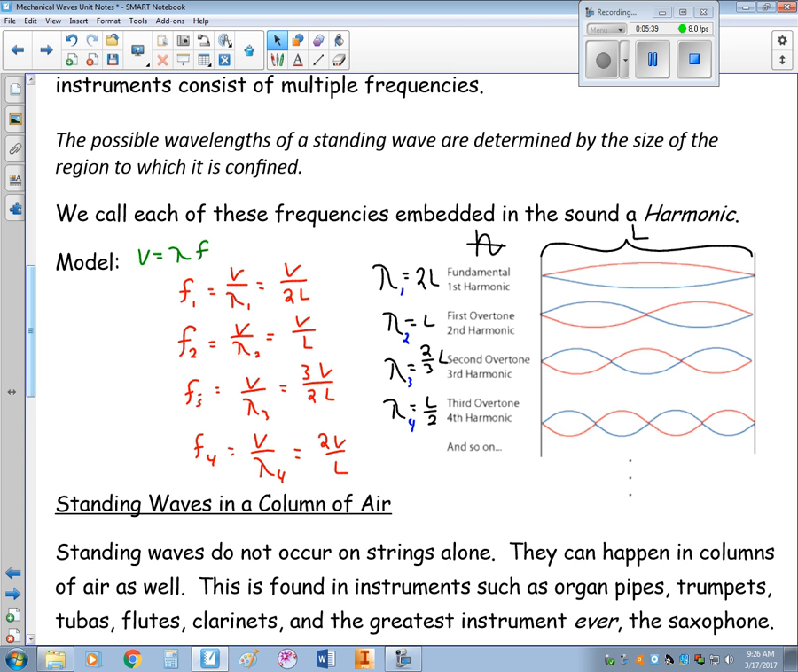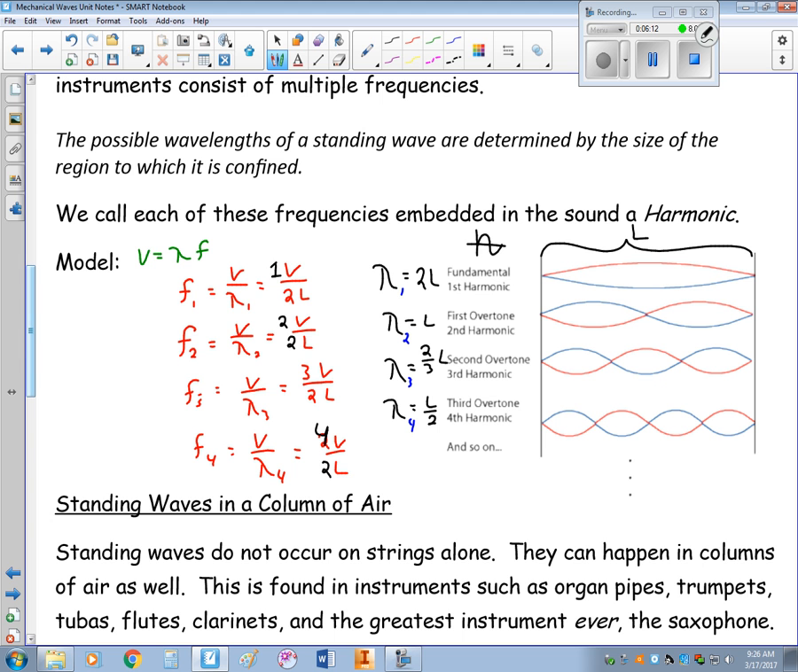Now these all kind of look a little different, but I can start to make these look a little bit the same. So for instance, I can put a 1 up here, so 1v over 2L, or I can do 2v over 2L, or 3v over 2L, or 4v over 2L. I can basically put these all over 2L. And F1, F2, F3, F4 are frequencies.